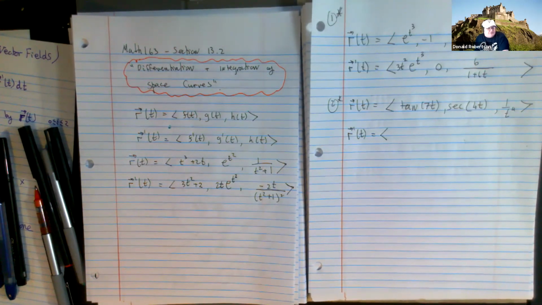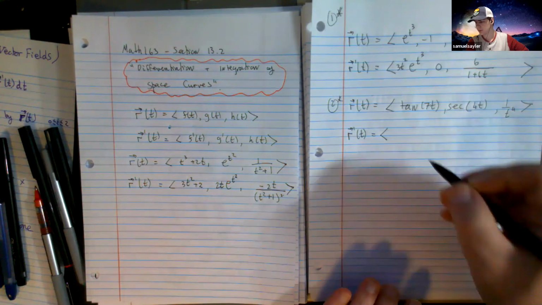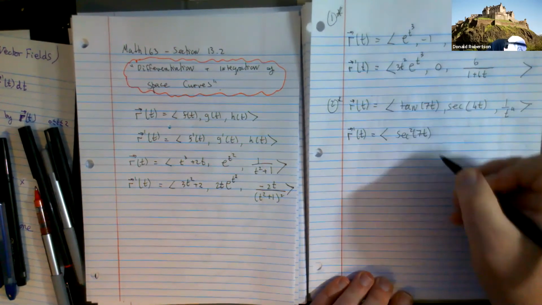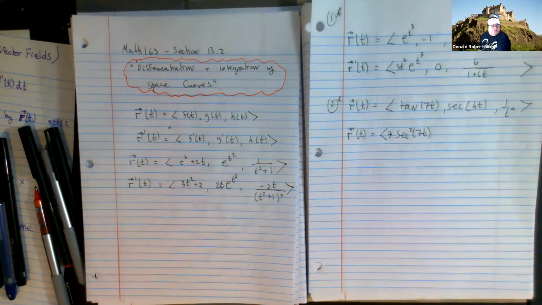Tan 7t is a chain rule, but we need to know what the derivative of a tan function is. So what's the derivative of a tan? Secant squared. Good. So in this case, it's the secant squared of 7t times the derivative of 7t. That's what makes it a chain rule, so you get an extra 7.